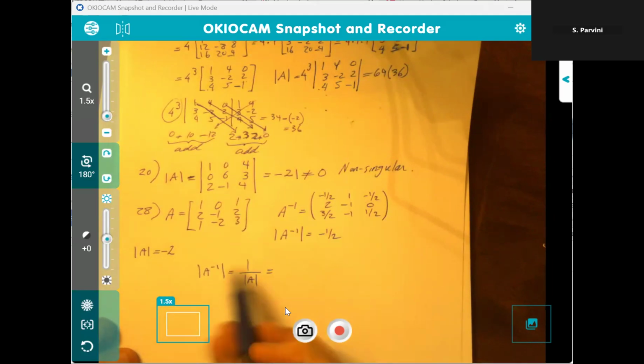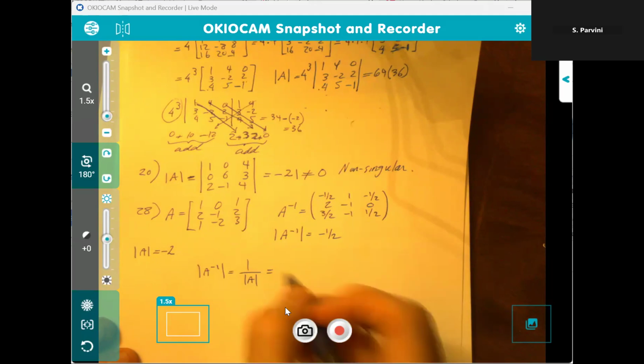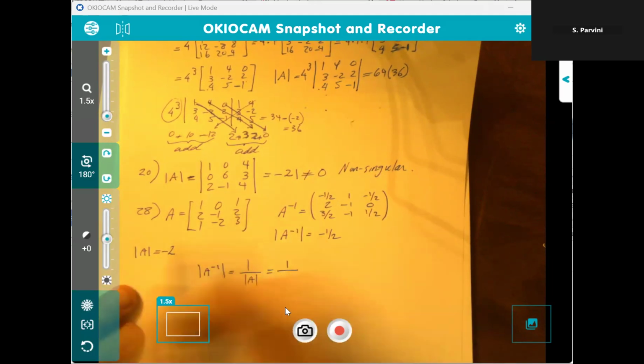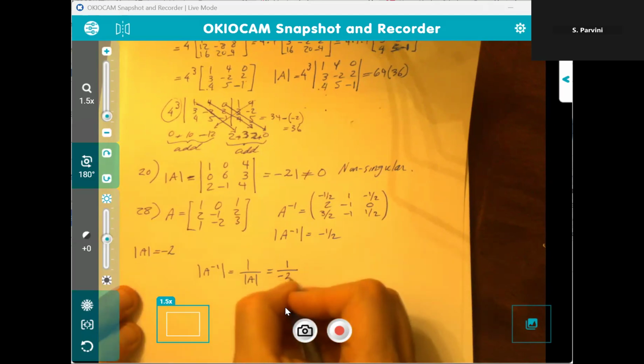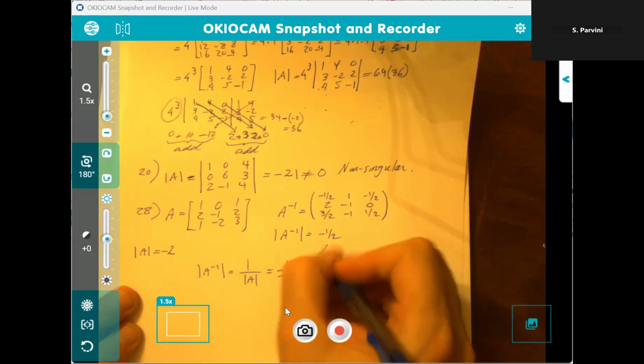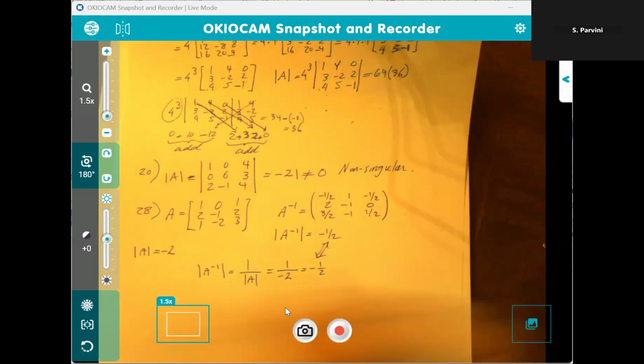The problem said verify this property. So the determinant of A inverse is going to be 1 over the determinant of A, which is negative 2. And of course, that's negative a half. And these are equivalent statements. They end up being the same. So it works. That's good. We simply verified it. Everyone okay on this work so far?